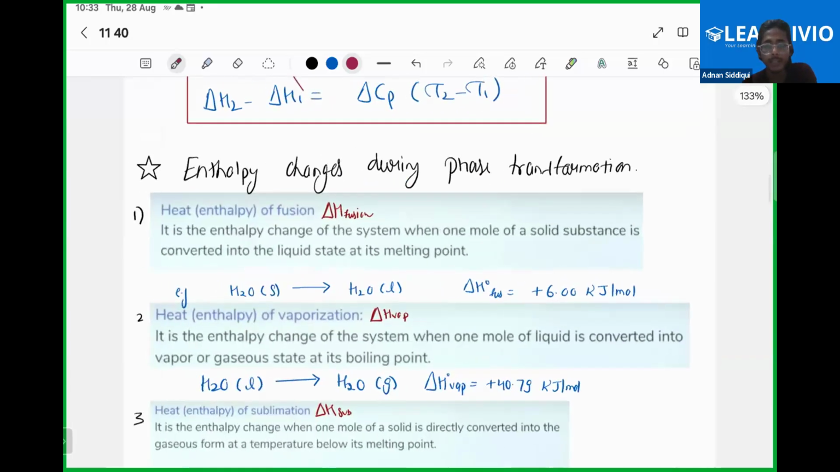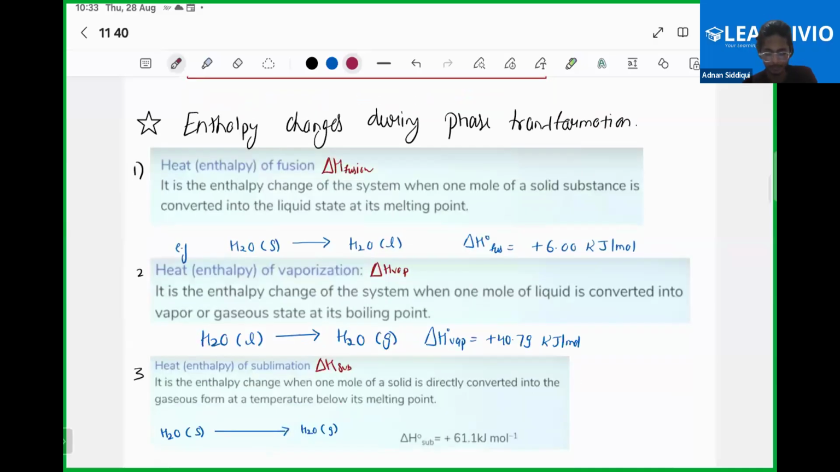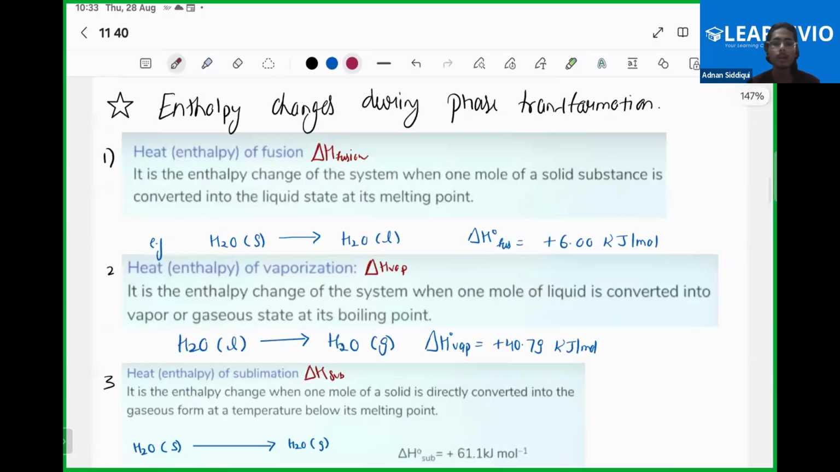Now, enthalpy changes during phase transformation. If you are going from solid to liquid, you will call it delta H fusion, right? What is delta H fusion? It is the enthalpy change of the system when 1 mole of a solid substance is converted into the liquid state at its melting point. Delta H fusion for water is 6 kilojoule per mole.